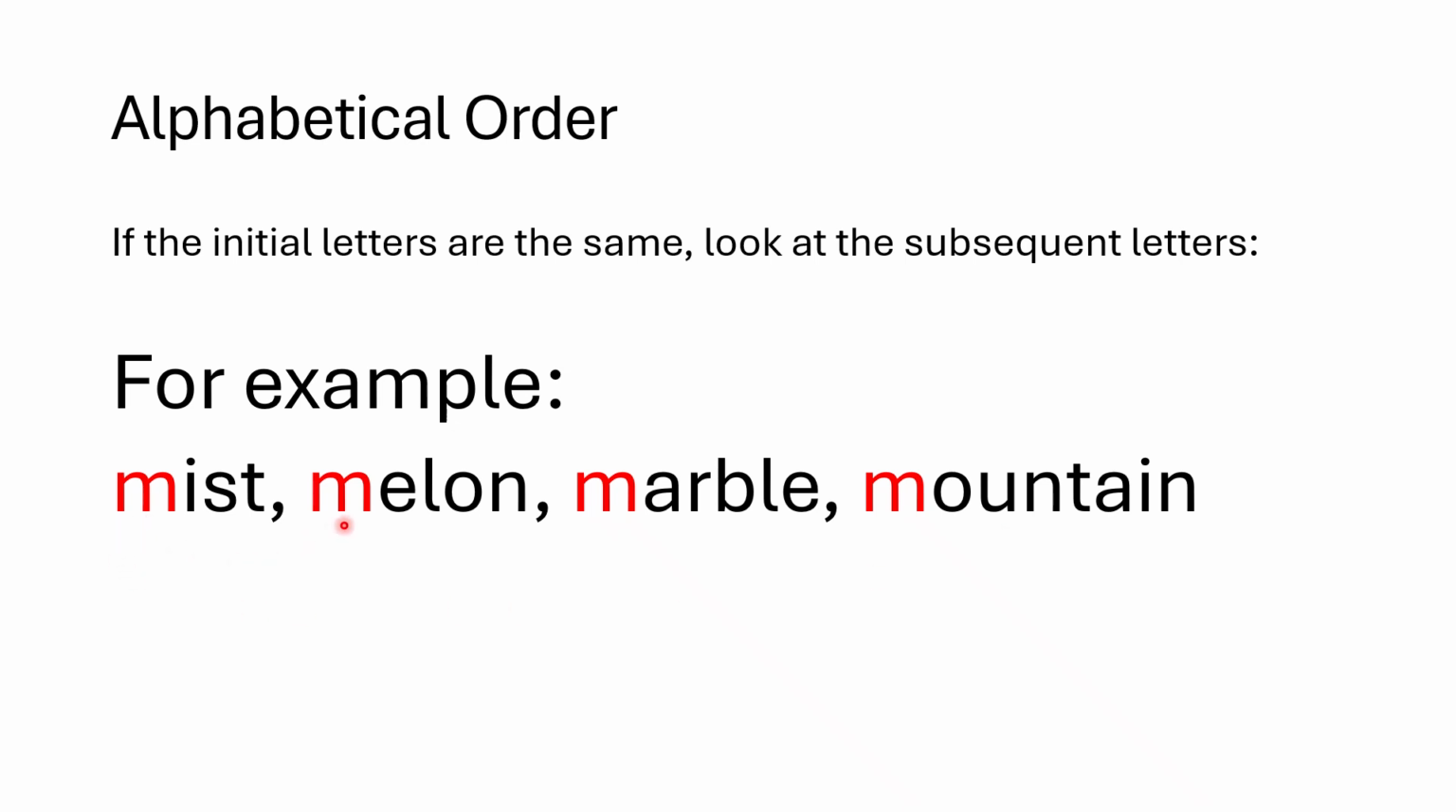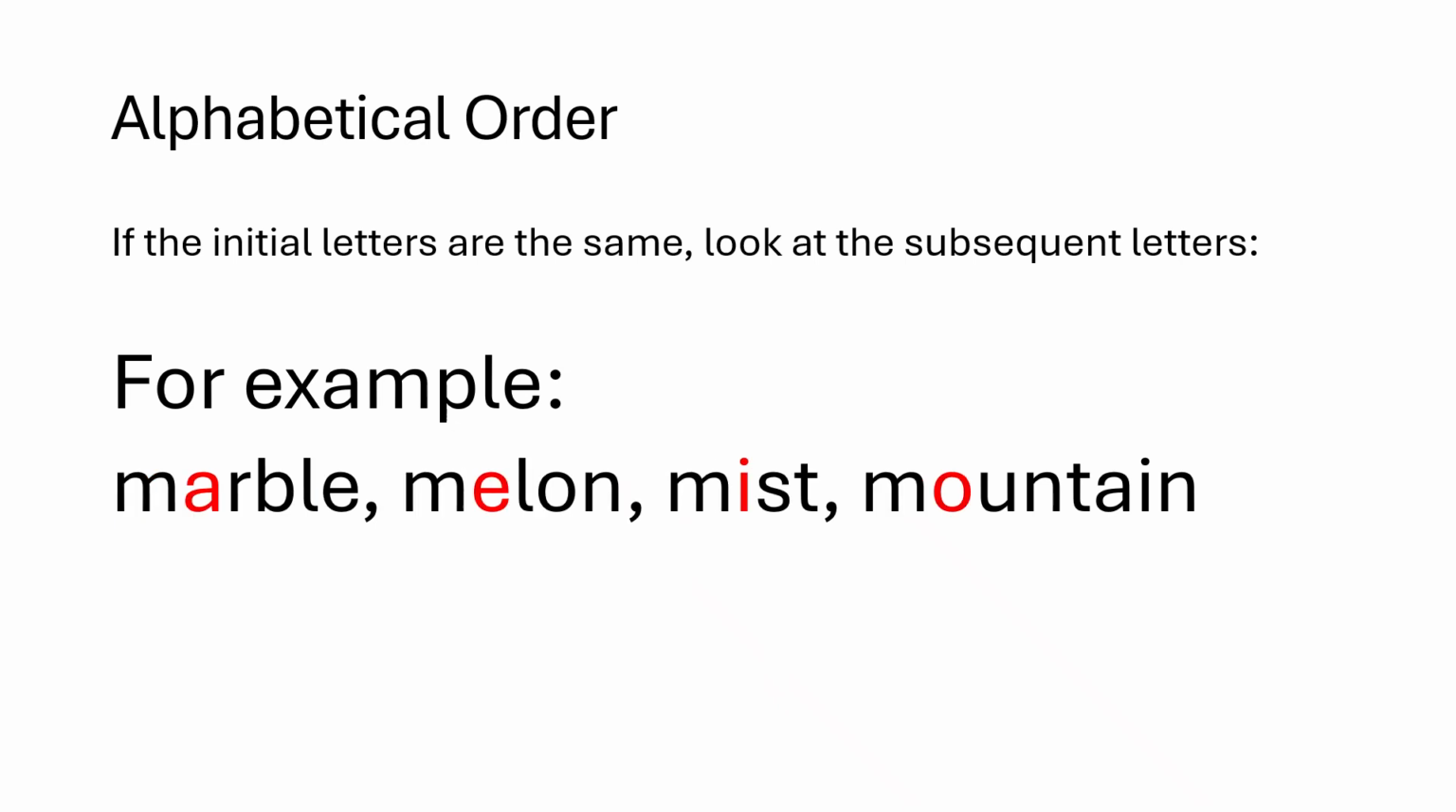Each of these words begins with the letter M. Look at the second letter of each word. The second letter in marble is A. The second letter in melon is E. The second letter in mist is I. The second letter in mountain is O.